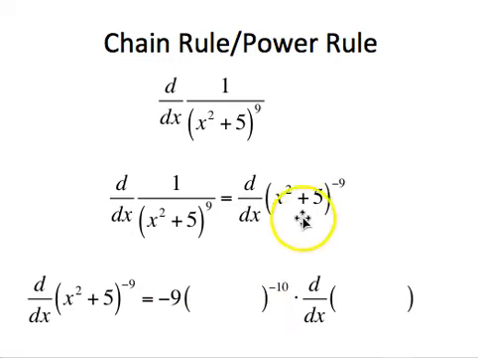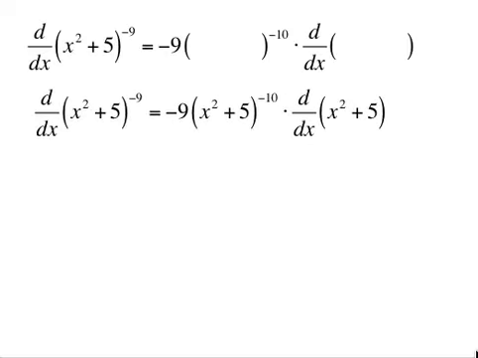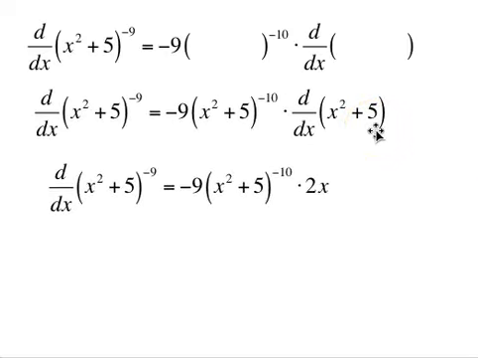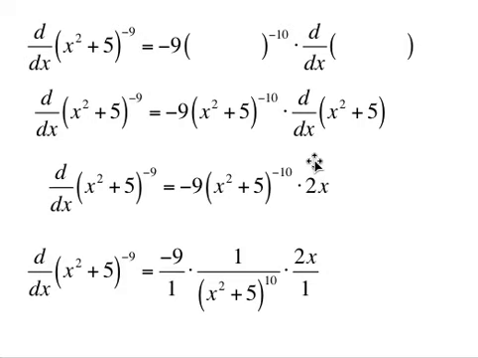And the something in this case is x squared plus 5. So it'll be negative 9 times x squared plus 5 to the negative 10 times the derivative of x squared plus 5. And the derivative of x squared plus 5 is just 2x. Then all we've got to do is multiply negative 9 times 2x to give me negative 18x. Recognizing x squared plus 5 to the negative 10 is 1 over x squared plus 5 to the 10th power, and putting all that together, we get negative 18x over x squared plus 5 to the 10th power.